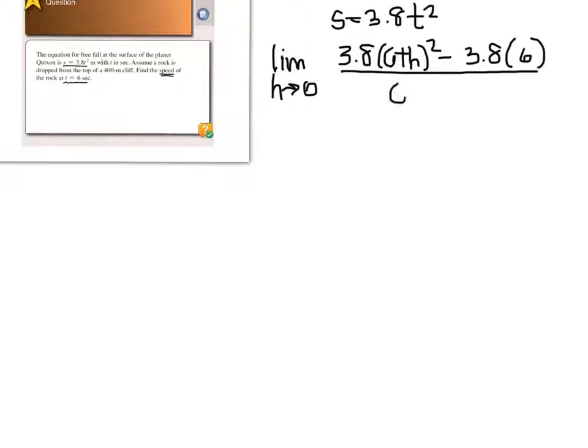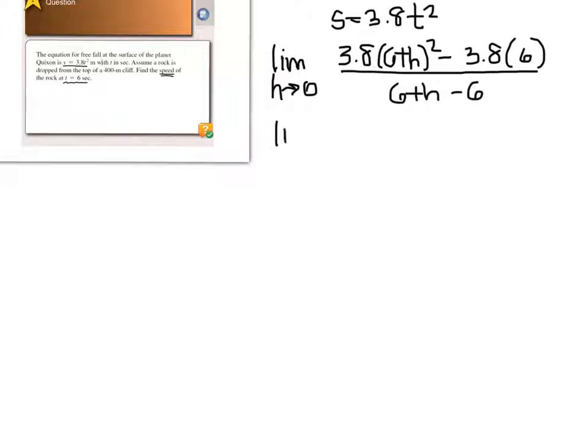So I'm going to shrink that down so I've got some room to work here. And knowing that the position function is 3.8 t squared, and I'm looking at exactly when t is 6. So again, we use our definition of the difference quotient where the limit approaches 0. So I'm going to have 3.8 times (6 plus h) squared minus 3.8 times 6, all over, so now we divide by the change in x, so 6 plus h minus 6.